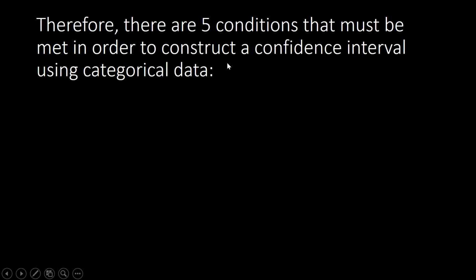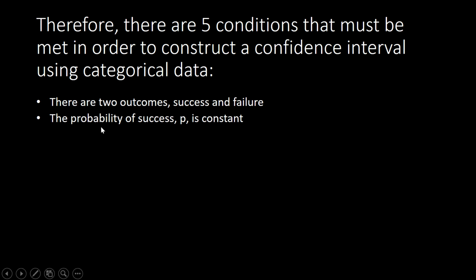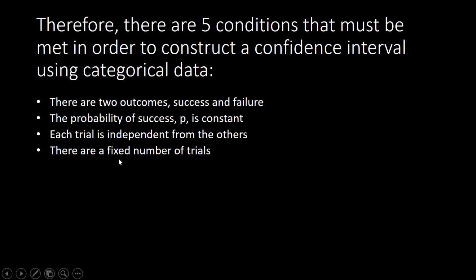To summarize, there are therefore 5 conditions that must be met, the 4 conditions of the binomial plus that last inequality that we saw. So before we can construct a confidence interval, we must make sure that our outcomes are 2, success and failure, that the probability of success, p, is constant, that each trial is independent from every other trial, that there are a fixed number of trials, and lastly, we must establish that n times p hat times q hat is more than 10.